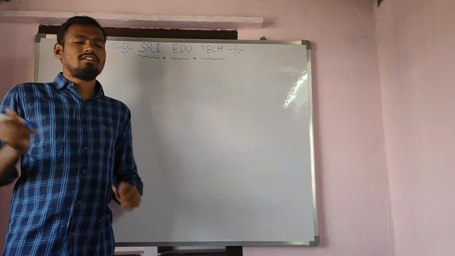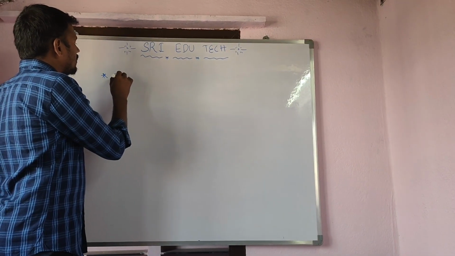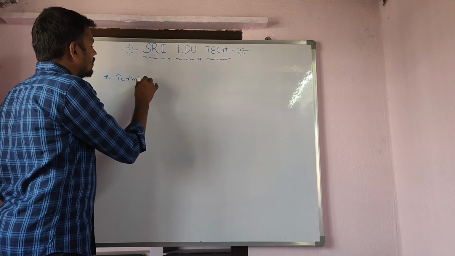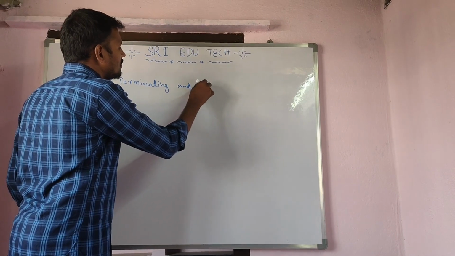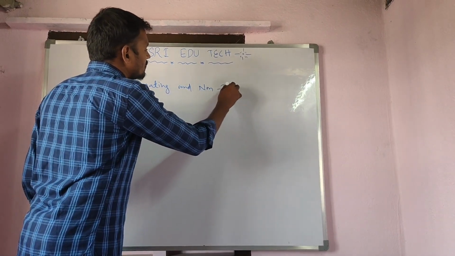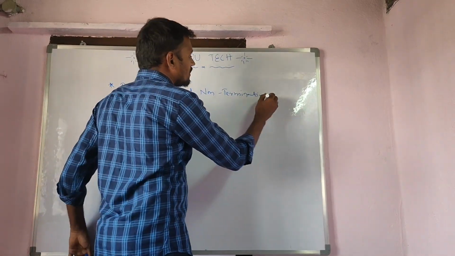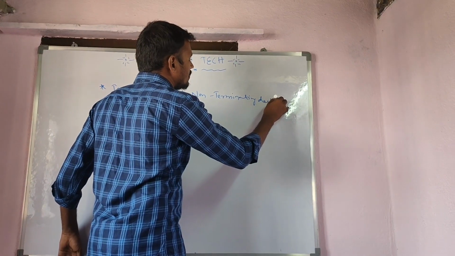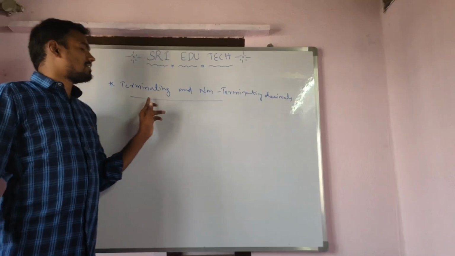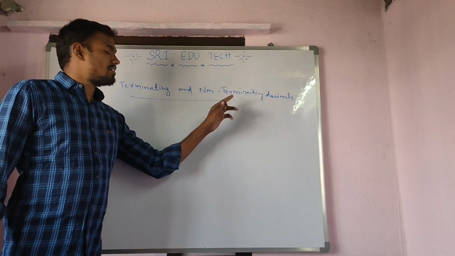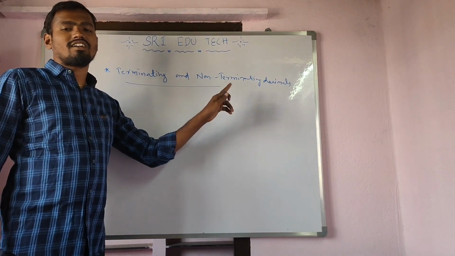Our topic is terminating and non-terminating decimals. Terminating and non-terminating, amma. So terminating is also called recurring, non-terminating is also called non-recurring.